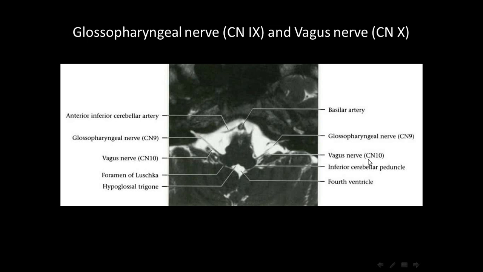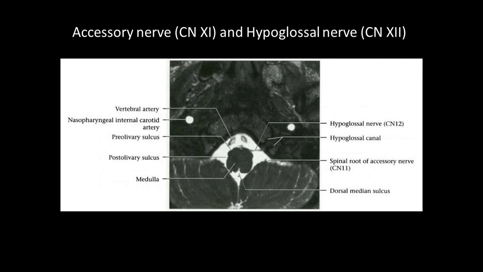These are also very subtle cranial nerves to be seen on the images. Finally, the accessory nerve, cranial nerve number 11, and hypoglossal nerve, the cranial nerve number 12. So this is a spinal root of the accessory nerve, cranial nerve number 11, and this is the hypoglossal nerve, cranial nerve number 12.